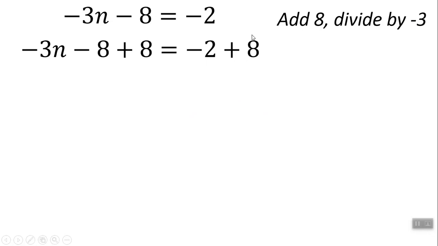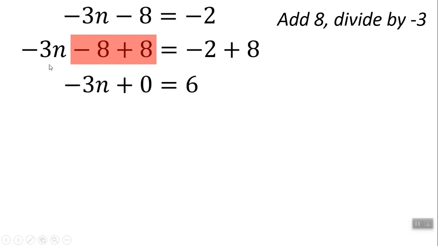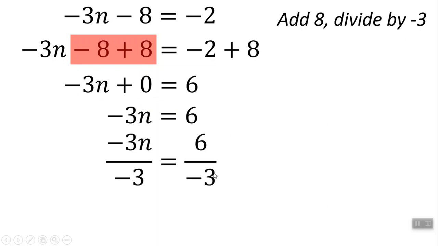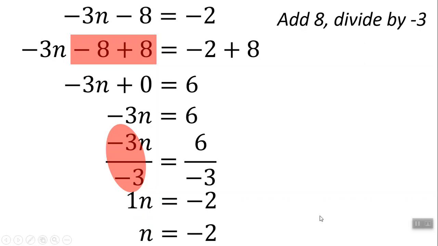I'm going to show the adding 8 to both sides. That's where they cancel out here. Negative 2 plus 8 is going to give you 6. So you have the negative 3n dropping down. Now we don't need the 0 anymore, so I'm just going to have negative 3n equals 6. Now I'm going to divide out the negative 3, and then we're going to divide these two out, and that gives you negative 3 divided by negative 3 gives you a 1n equaling negative 2, and then that gives you n equals negative 2.